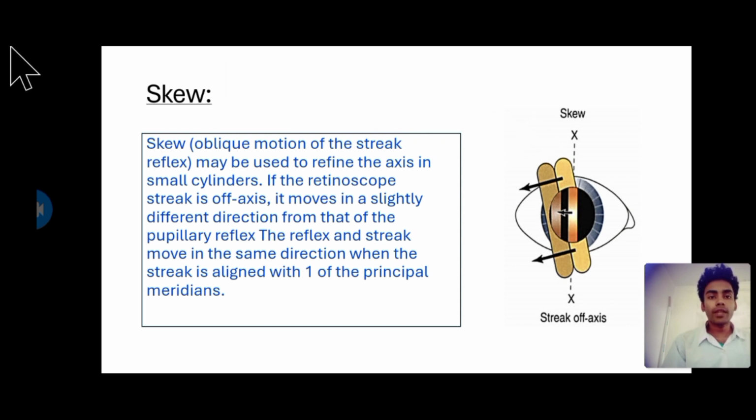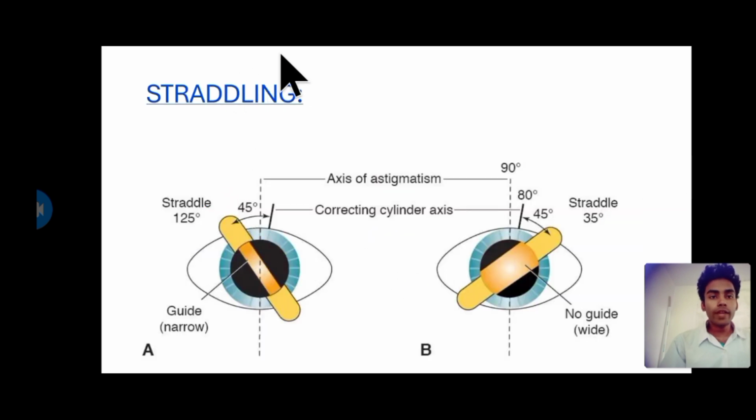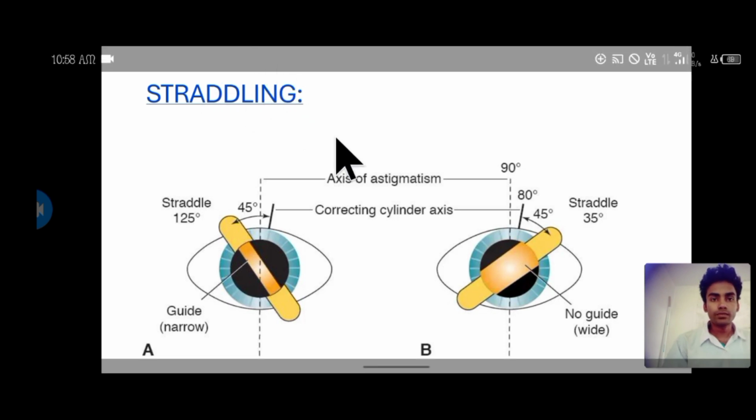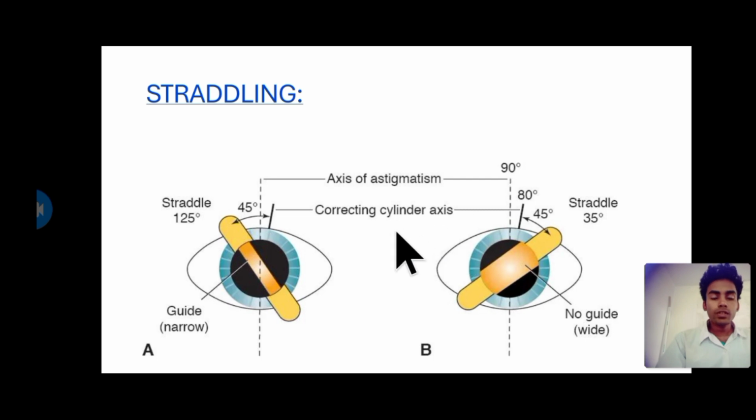But how do you confirm that the axis we have found is the correct axis, not the wrong one? For the confirmation we need to do the straddling test. So now let us explain what this straddling is. Let's suppose after doing all the previous preliminary assessments and tests like the break, thickness, intensity, and then after assessing the skew movement, we have finally found that in this case the patient has a cylinder axis at 80 degrees.